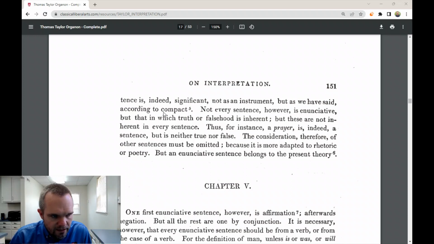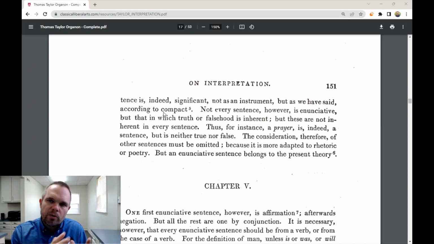Not every sentence is enunciative, but that in which truth or falsehood is inherent. So an enunciative sentence is a sentence in which truth or falsehood is inherent. So we have here a definition of enunciative speech, and we talked about this in a previous lesson. And he goes on to discuss this here. He says, but these are not inherent in every sentence. Affirmation and negation are not inherent in every sentence, but only in some sentences, and we call those sentences enunciative sentences.